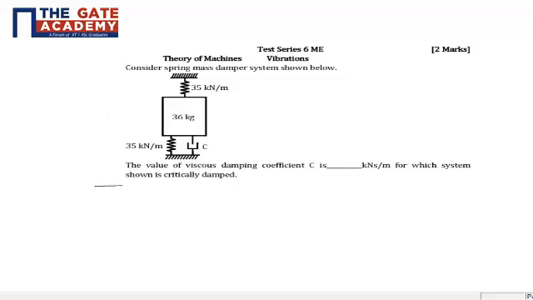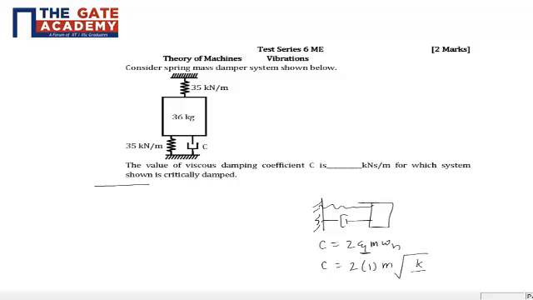Okay, let's discuss a question from theory of machines. It's basically from vibrations: the value of the viscous damping coefficient for which the system is critically damped. Now, when you have a single spring and a damper, for the underdamped case we derived this equation. The damping coefficient and the damping ratio are related in this way. Now the damping coefficient for critically damped, that means damping ratio is 1, is given by this, 2 root K M.